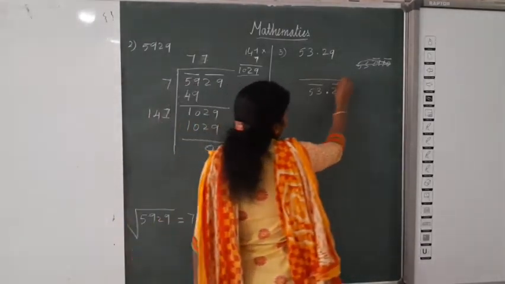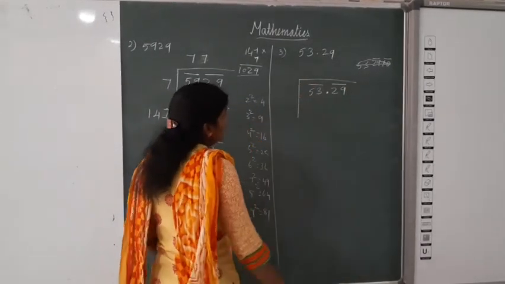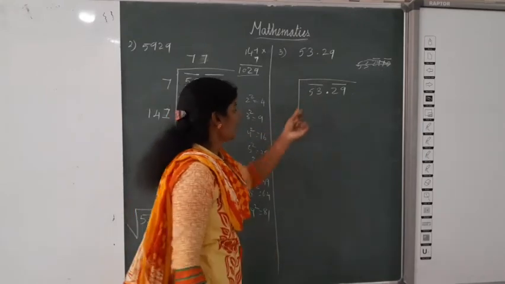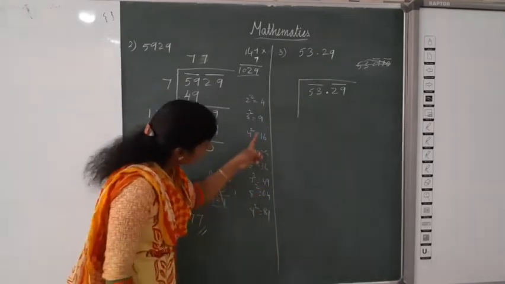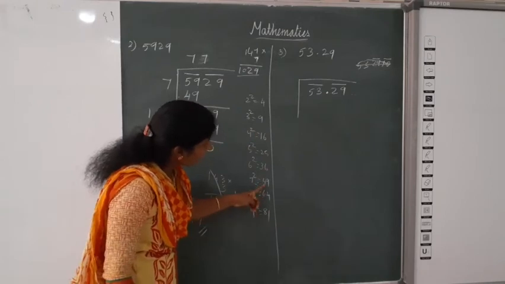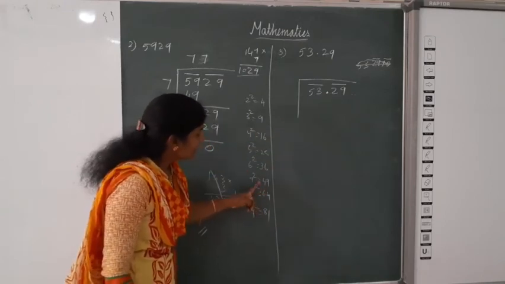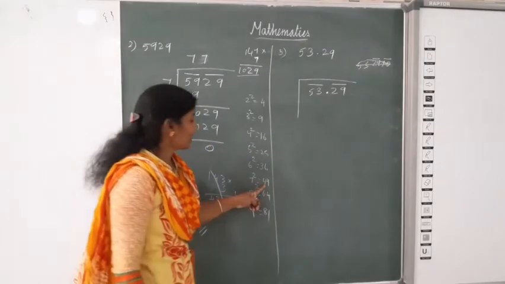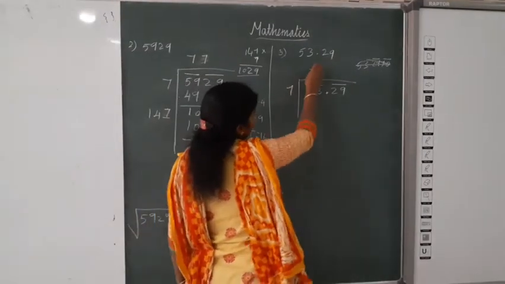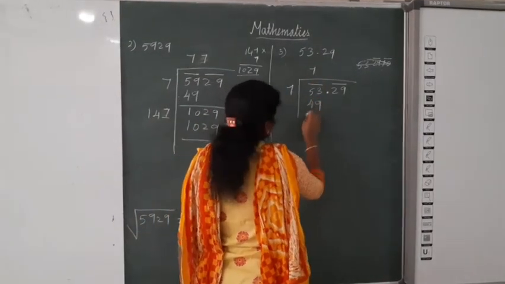Okay. Now we can write the division method. Now listen here, 53 is there. 53 is in between 49 and 64. So which is smaller? 49. So we can take 7. 7 sevens are 49. Okay.